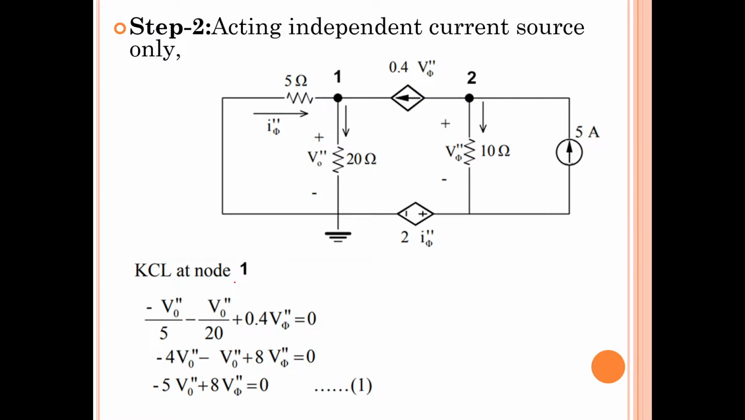So now apply KCL, not KVL, at node 1. This is our node 1. Just observe what currents are available at node 1. This is our I5 double dash current. This is V0 double dash current. We have given all the terms double dash values; earlier we gave V dash, I dash. Here I have written double dashes. You just observe and write it down.